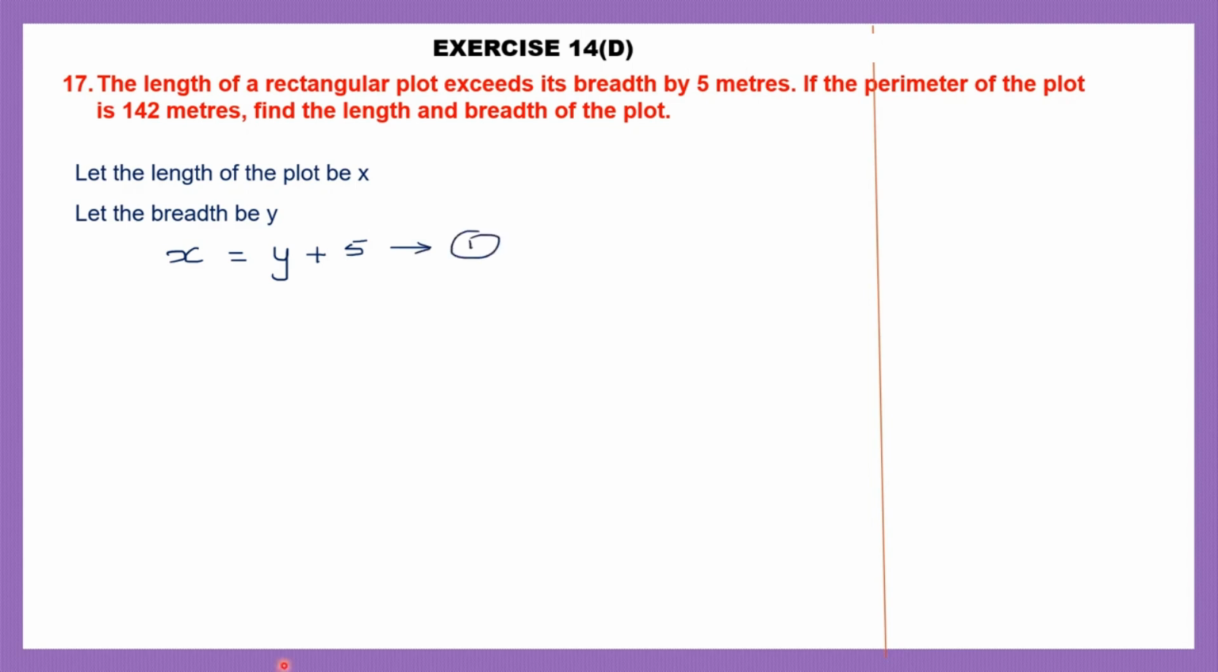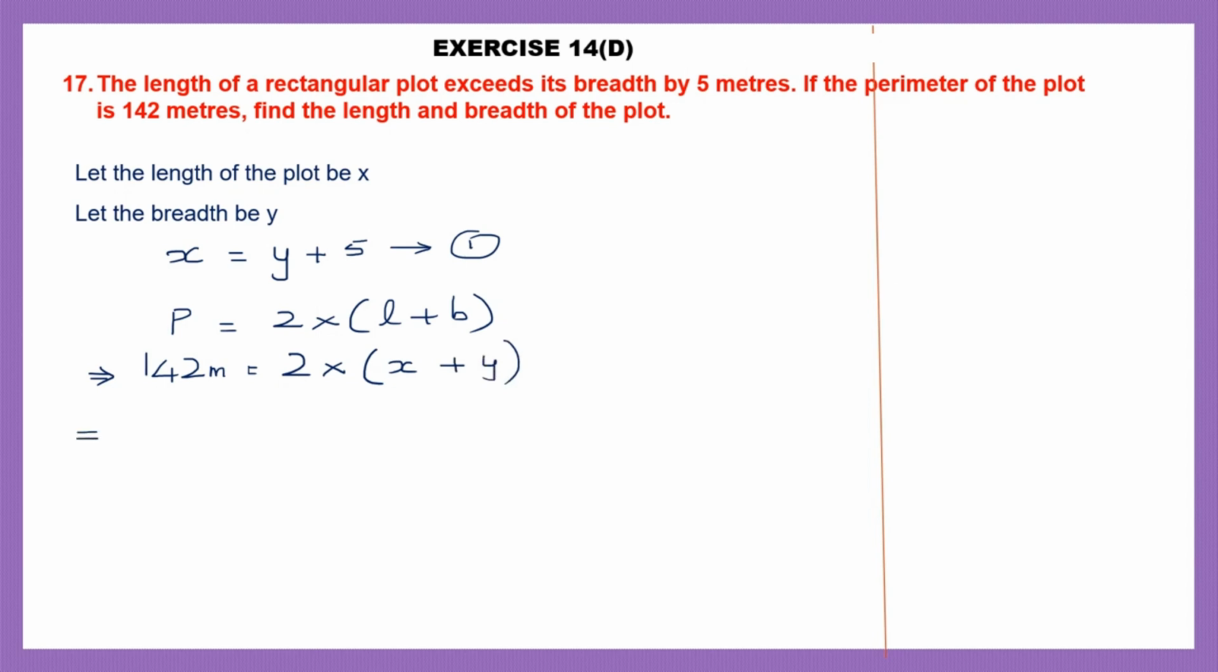Now let's go to the second part and form our second equation. If the perimeter of the plot is 142 meters, find the length and breadth of the plot. So perimeter is given to us. Let's make use of that. The perimeter of a rectangular plot, the formula is 2 into length plus breadth. This is the formula, isn't it? Now perimeter is already given to us. It is 142 meters. This is equal to 2 into length, which we said is x, plus breadth, which we said is y. Now we're going to find x and y.